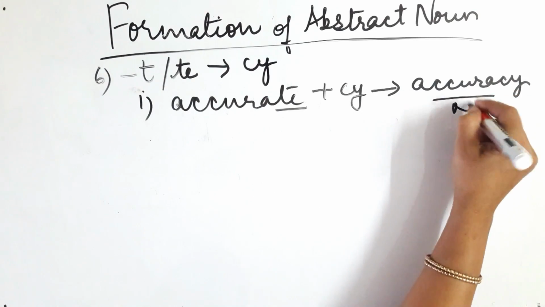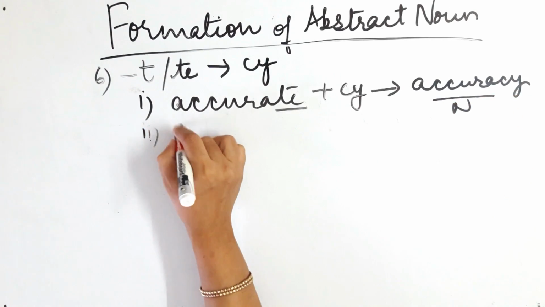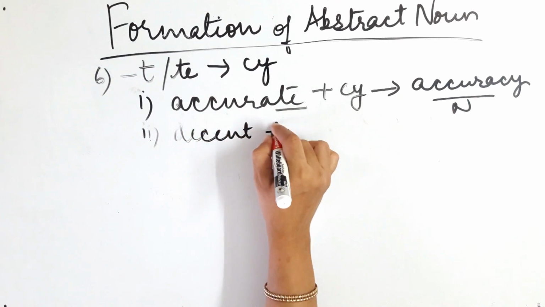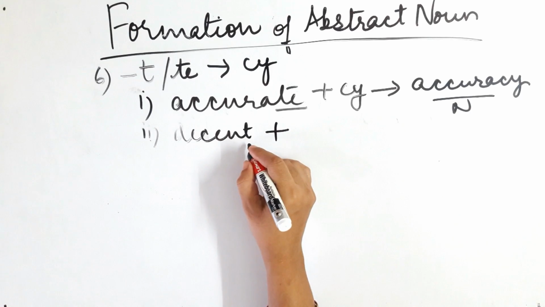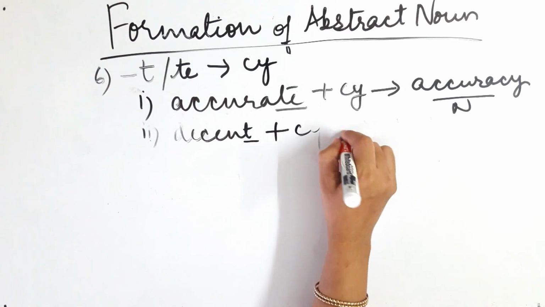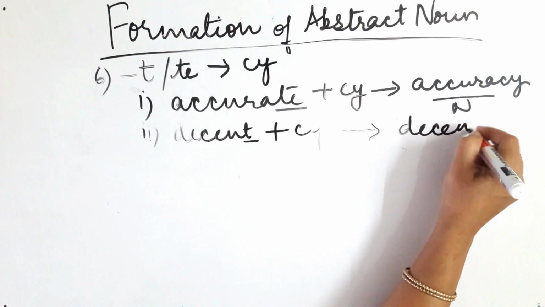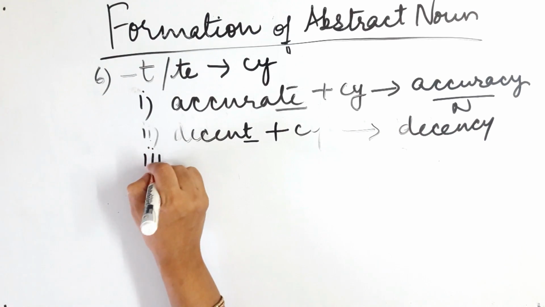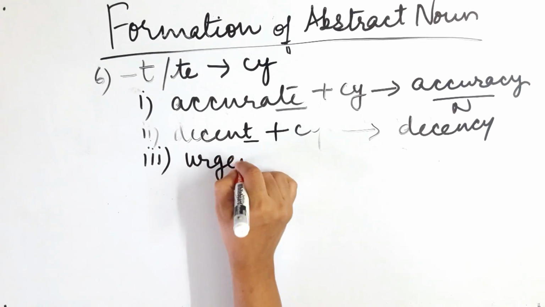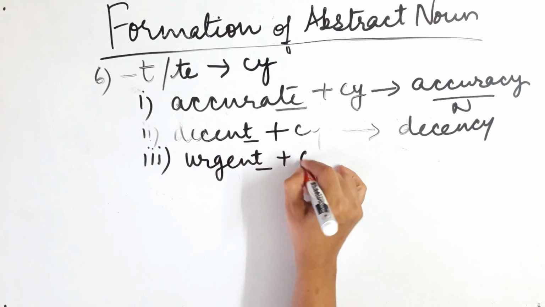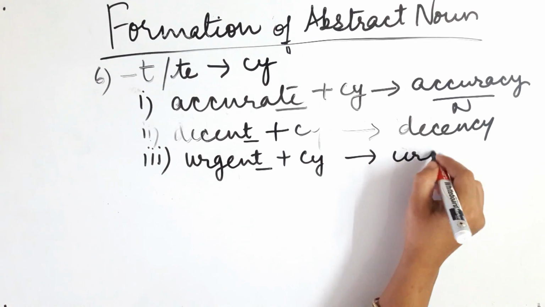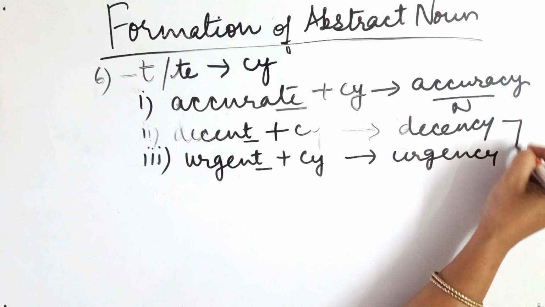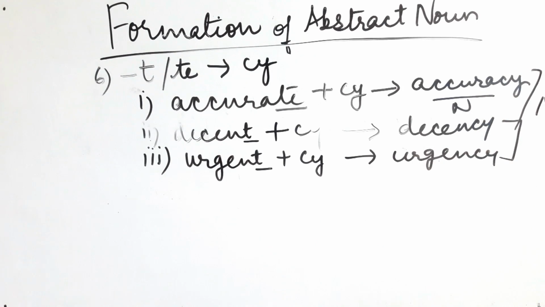which is a noun. I have a word like decent, which falls in this category. I will replace T by CY and it becomes decency. I have a word like urgent. T is replaced, CY is added and it becomes urgency. So all these are nouns which are formed by making a slight change in the adjectives. We can change these words into nouns.